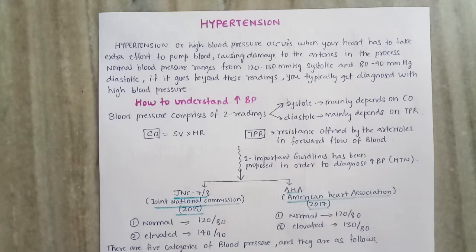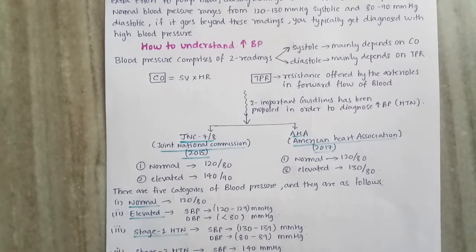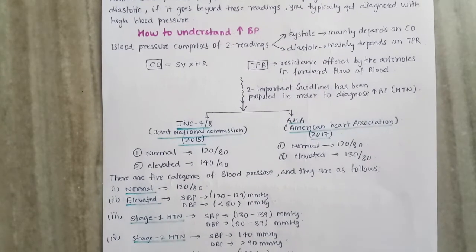we can decrease the total peripheral resistance in order to decrease the diastolic blood pressure. So mainly we have two guidelines, the Joint National Committee 7 or 8 and the American Heart Association, which give the guidelines on how to diagnose a hypertensive patient. We already know that in both these guidelines the normal blood pressure is the same, 120 by 80, which means the systolic should be 120 and the diastolic should be 80 mm of Hg.